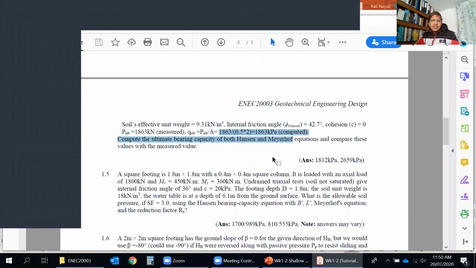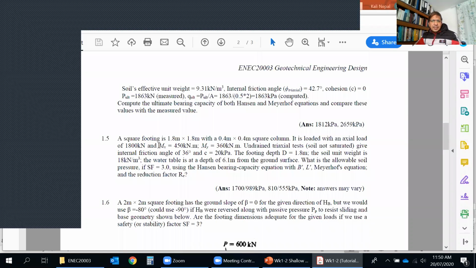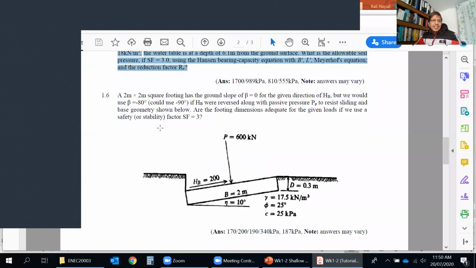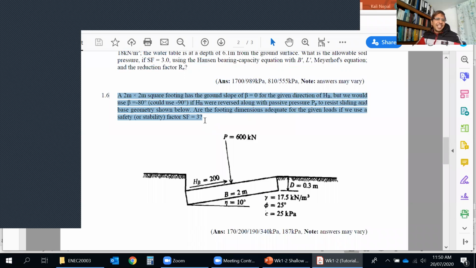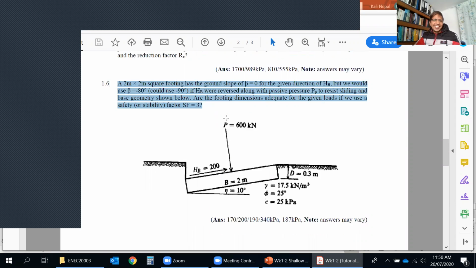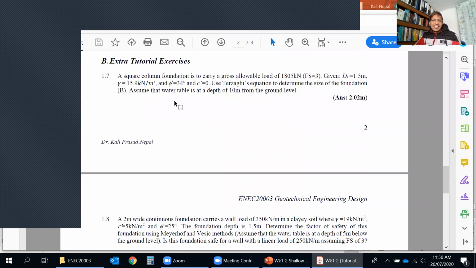This is the test result, and you can compare. That's what we did this morning, and this is what we did last week. We have done the most difficult one, believe me. This is an easier one for you to practice. Now this is very easy. Which method? Again Terzaghi. This is extra practice for you.